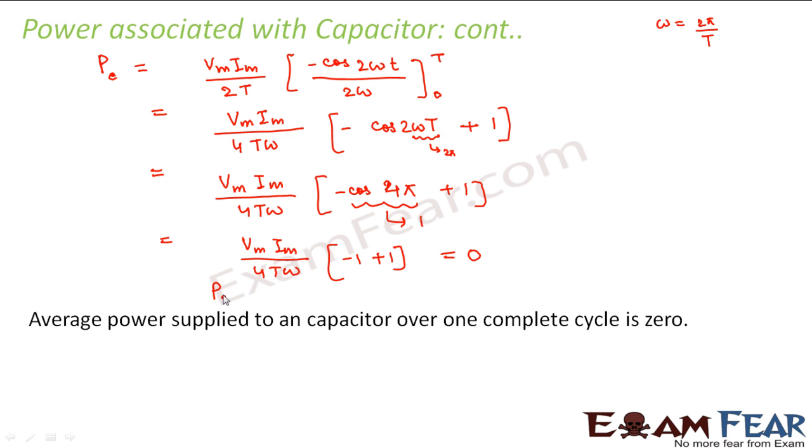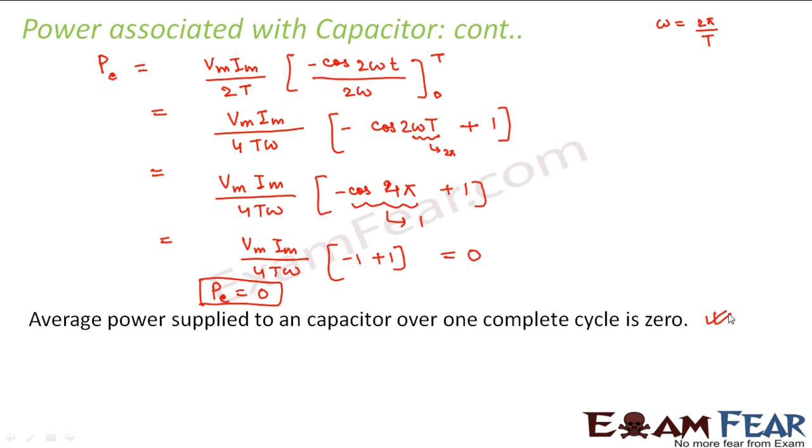So we can say that the average power associated to a capacitor over one cycle is 0. That is, average power supplied to a capacitor over one complete cycle is 0. So in this respect, the capacitor behaves in a similar way to the inductor, because in case of inductor also we saw that the average power over one complete cycle was 0. Right? So only in case of resistor, the average power associated over one cycle was non-zero and was equal to I square R, where I represented the RMS value of alternating current.